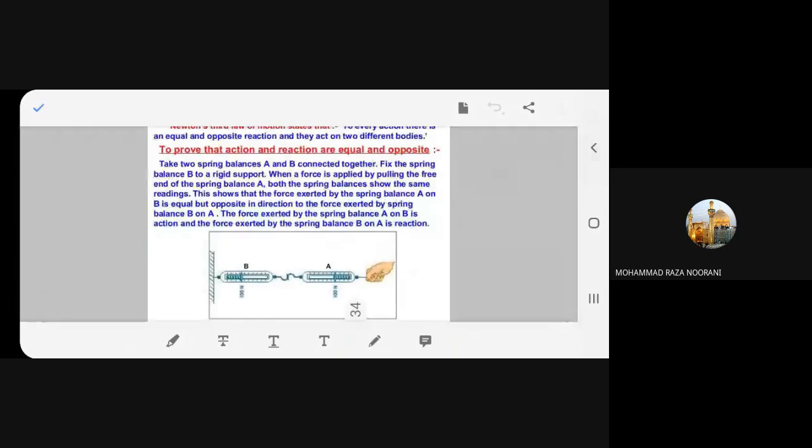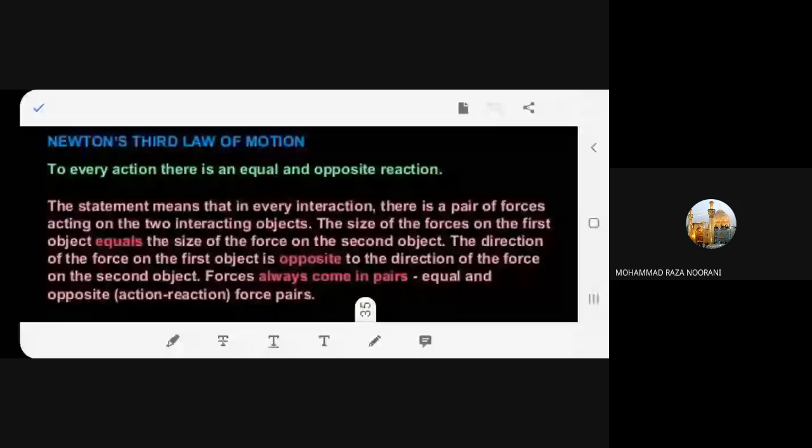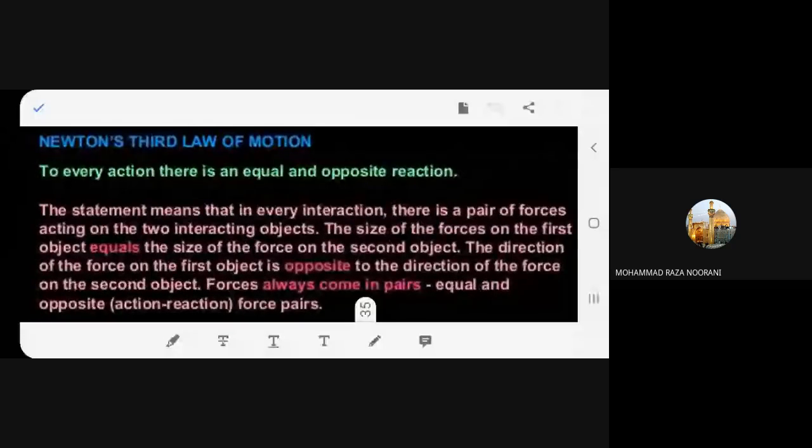Again, we will explain the same thing with a different activity. Please start. Newton's third law of motion: to every action, there is an equal and opposite reaction.